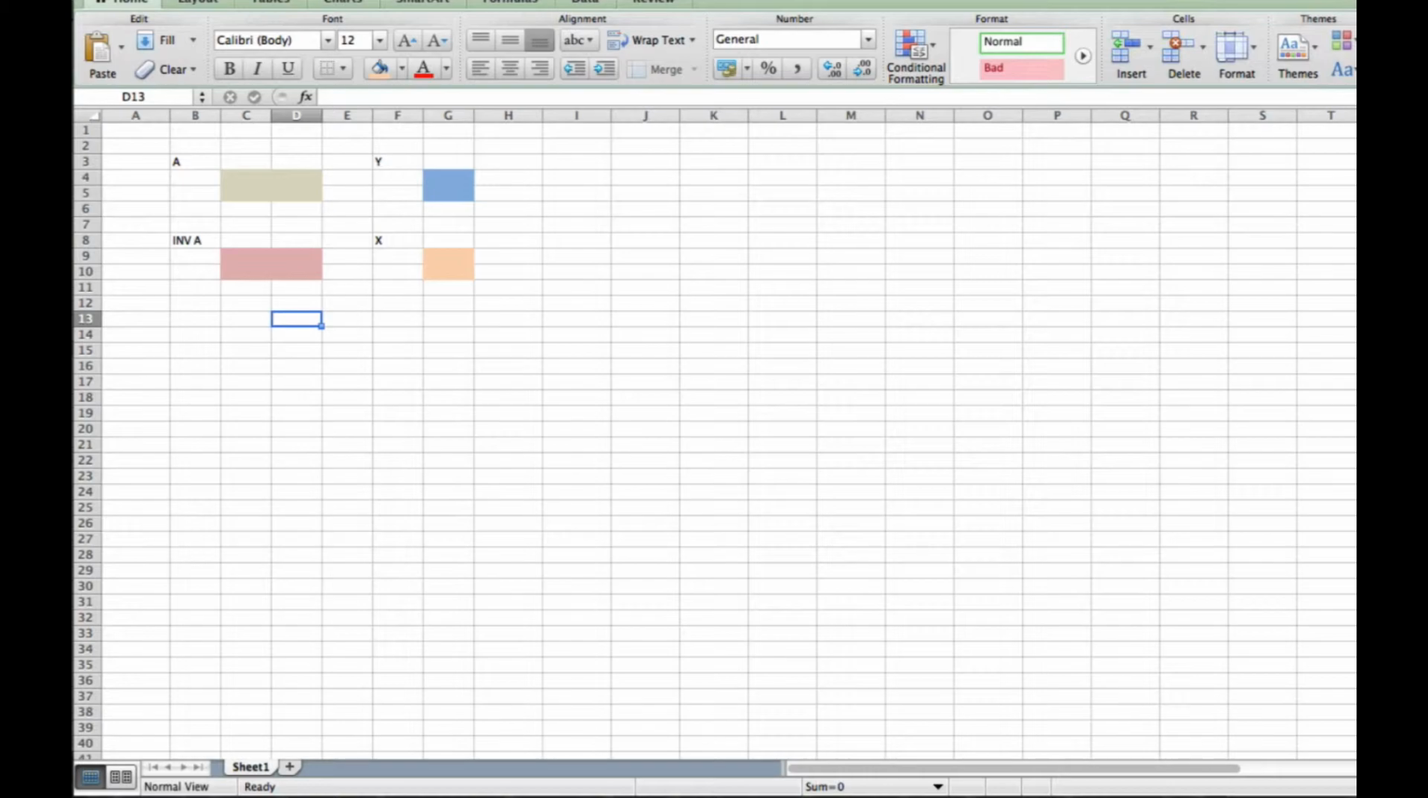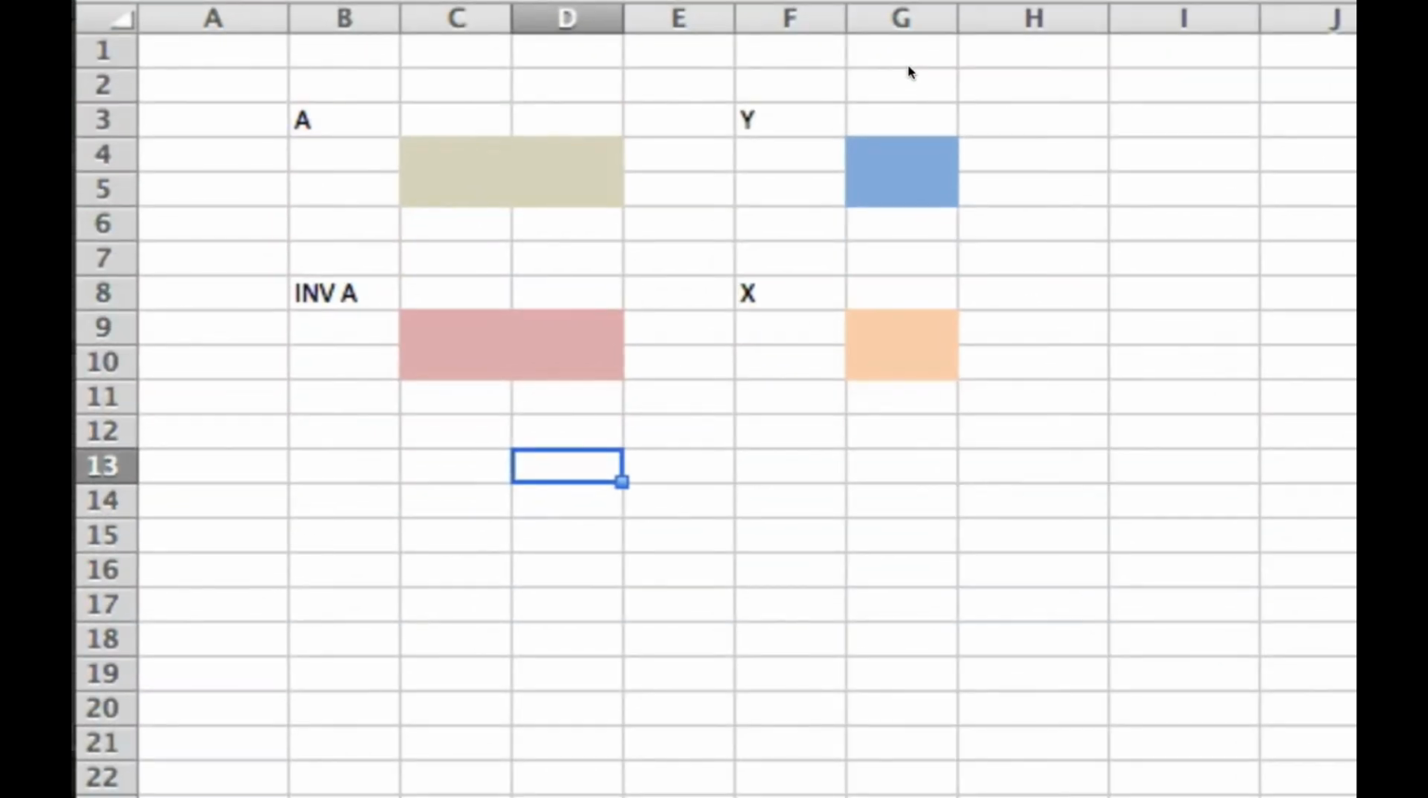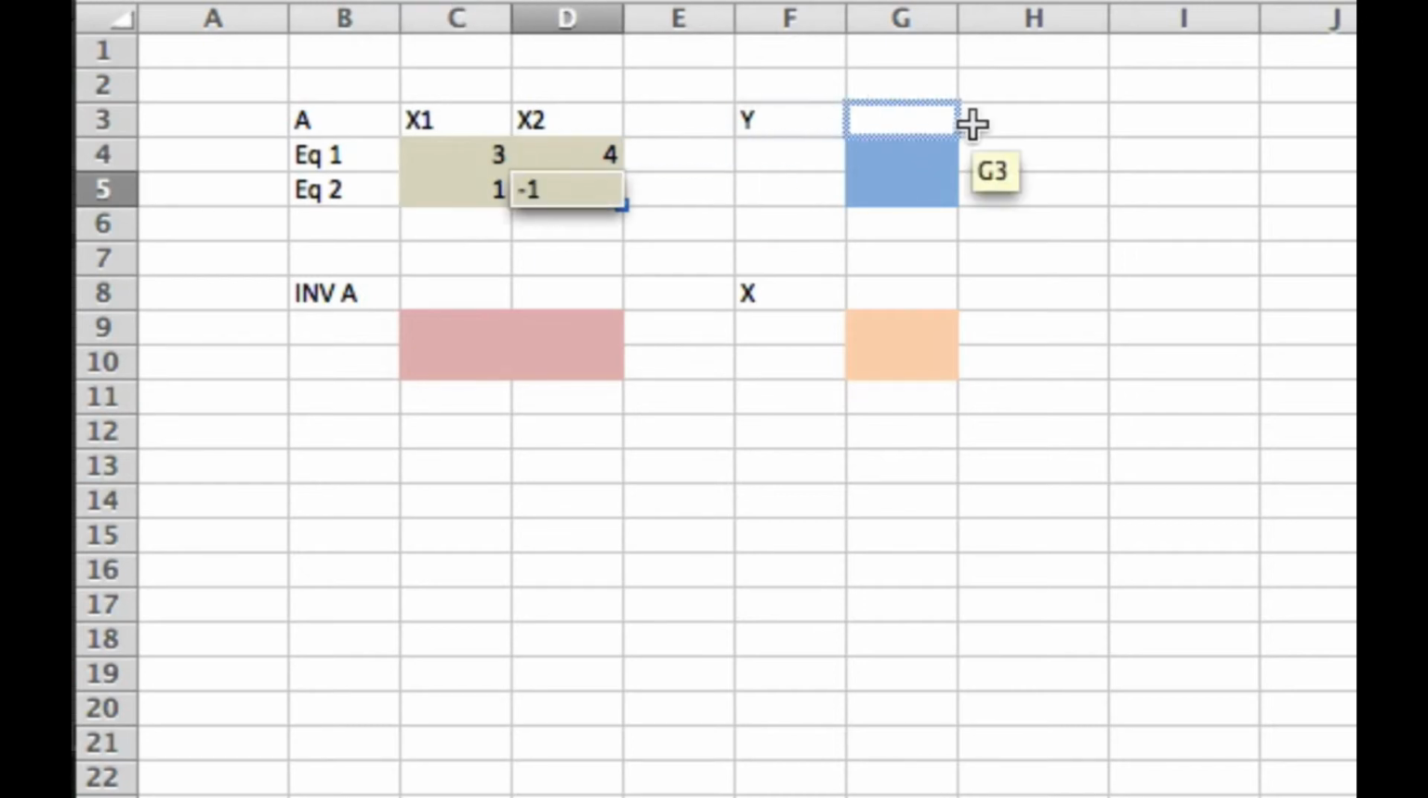Here I have prepared an Excel sheet, leaving room for the matrices A, Y, the inverse of A, and X. The first thing I'm going to do is to define the coefficient matrix. And just to make it a little clearer, first here I want to get matrix A, and here x1 and x2. And the matrix was 3 and 4 and 1 and minus 1. And the right-hand side was 10 and 2.